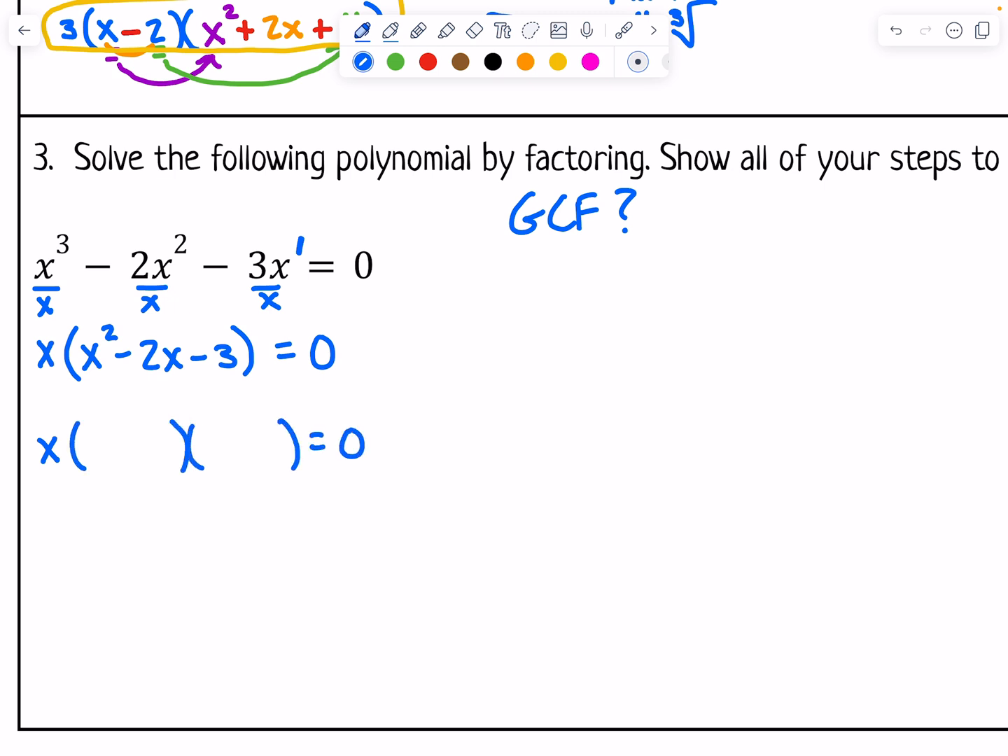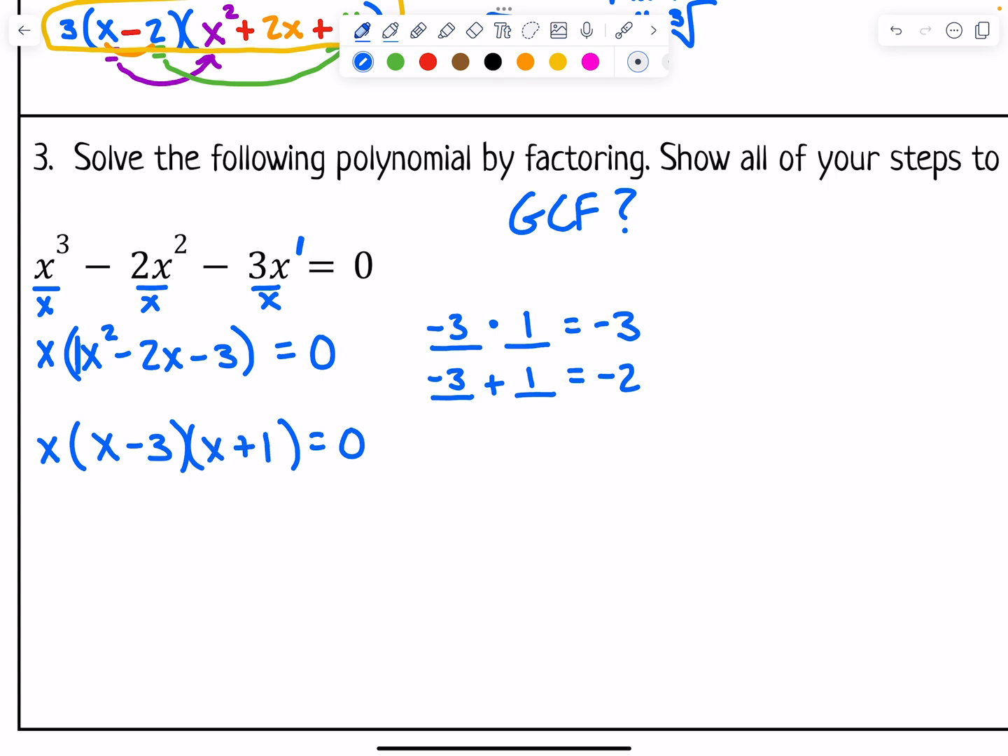And in this trinomial, a is just equal to 1, so it's the basic kind. So I just need to figure out what two numbers would help me multiply to get negative 3, our c value, and also add up to get the b value of negative 2. So negative 3 times 1 helps me get negative 3 when I multiply. And then negative 3 plus 1 would also help me get negative 2 when I add them together. So I just need to write those in like they look. So x minus 3 and x plus 1 would be my factors.